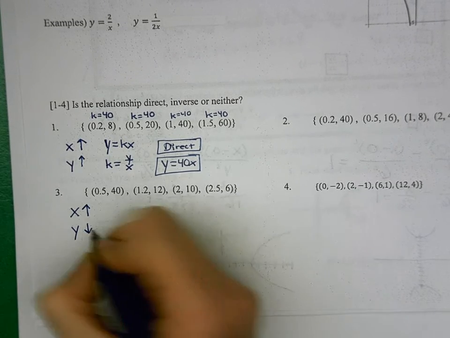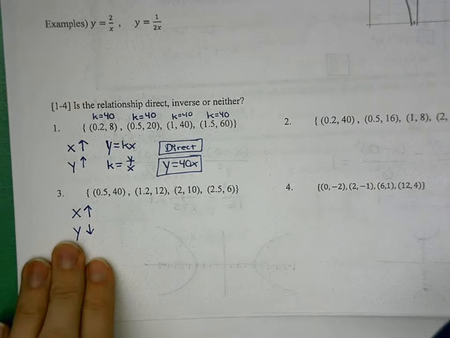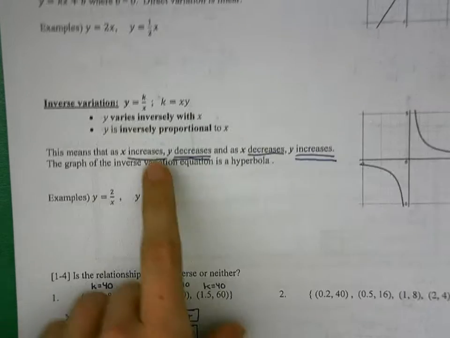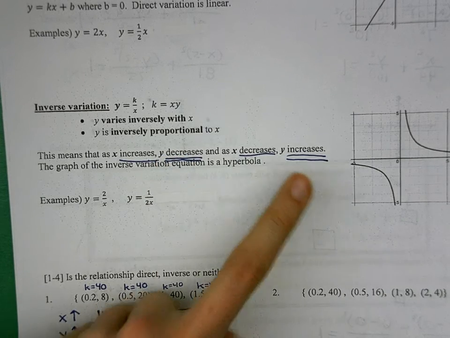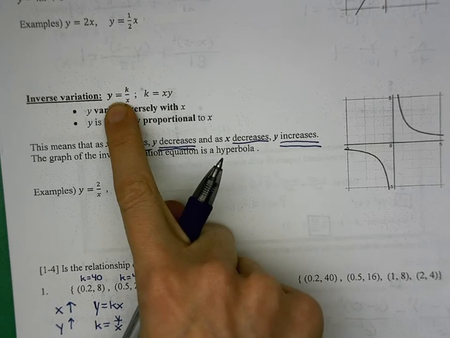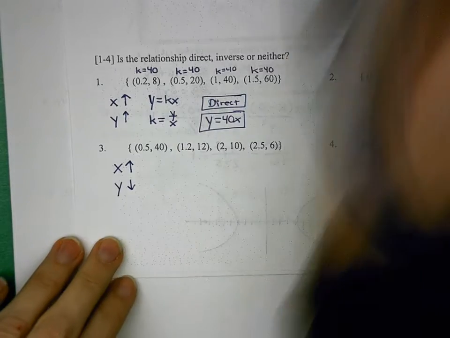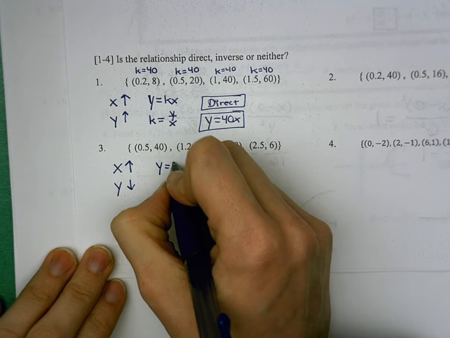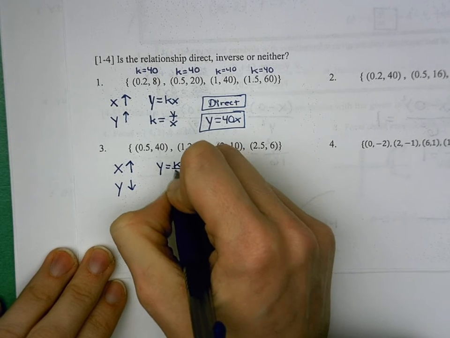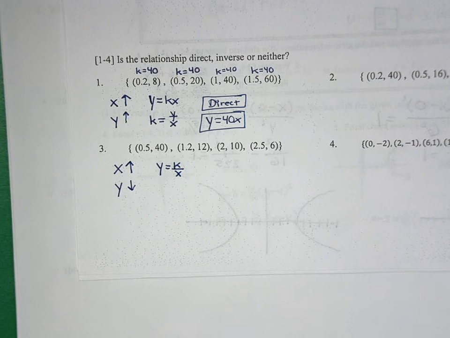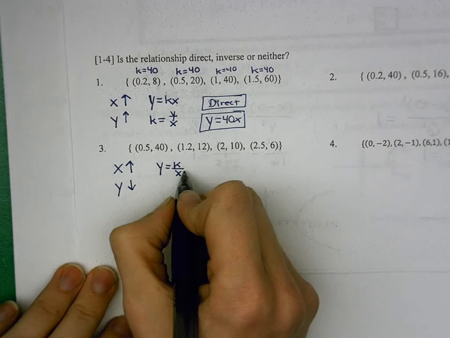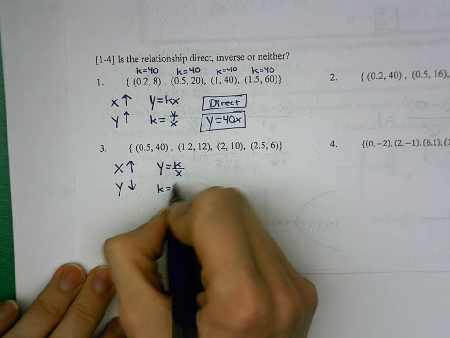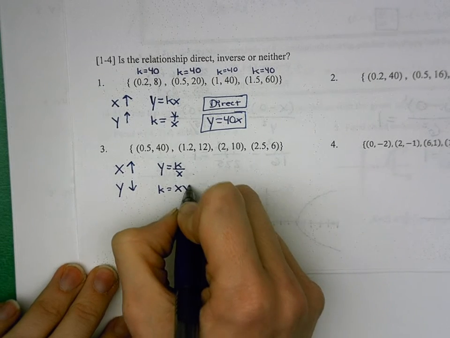Y is decreasing. And so my gut instinct is this looks like it's potentially inverse, x increasing while y decreasing, so going opposite directions here. So I'm thinking it's inverse, which is this y equals k over x equation. Again, it's only actually inverse if the k is the same for all of my values. So if I multiplied the x over, k would equal x times y.